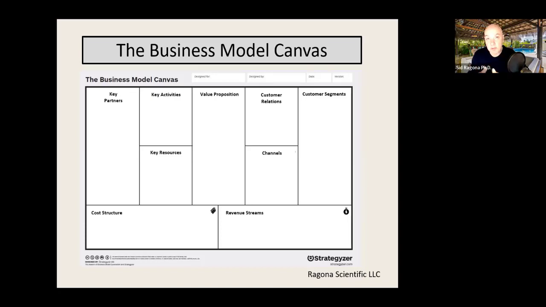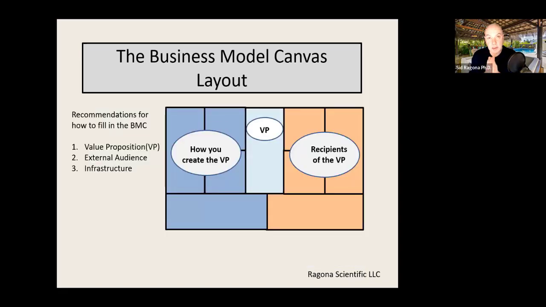So a good summary of the business model canvas is in the next slide. And that is, like I mentioned, your value proposition is in the middle. To the right side, you have the recipients of your value proposition.